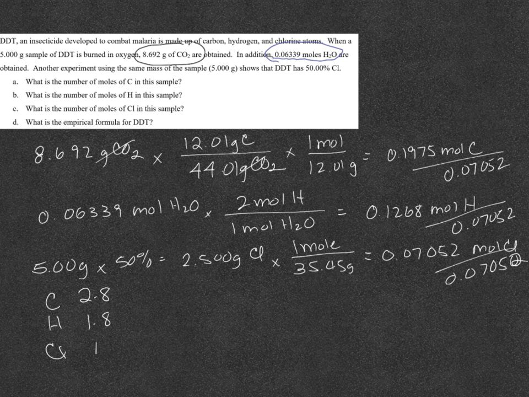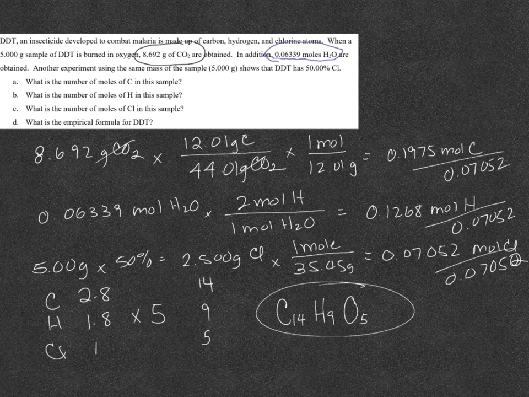So the multiple here is 5. Now, on your next assessment, I will not give you one where you have to multiply times 5. If you get one that you have to multiply by, it'll be by 2. So we get 14, 9, and 5, and those become our subscripts. So it's C14, H9, O5.